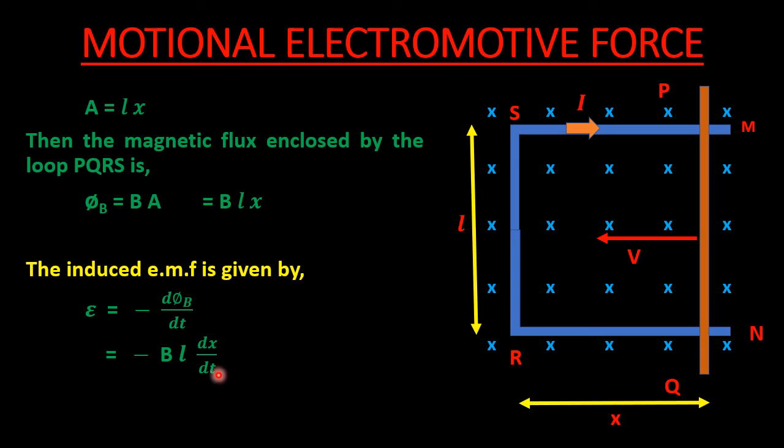So distance by time is velocity, but the velocity here is from right to left and the direction of EMF is from left to right. So they are opposite in direction. Because of that, dx by dt is represented by minus v, minus into minus is plus BLv, where dx by dt equals minus v. So this is the expression for the EMF induced.